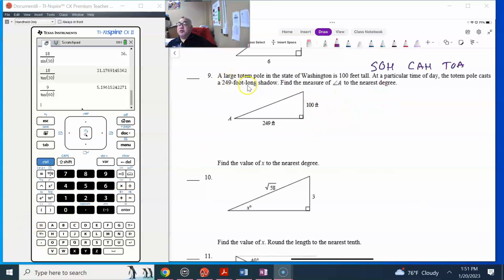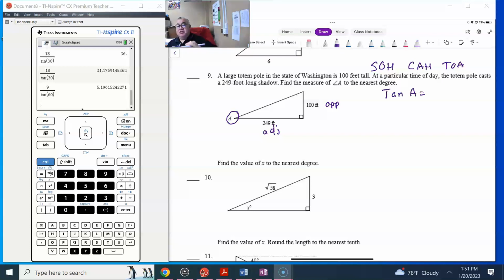A large totem pole in the state of Washington is 100 feet tall. At a particular time of day, the totem pole casts a 249-foot-long shadow. Find angle A. So here's angle A, and opposite of angle A is 100 feet, and adjacent to angle A is 249. Which of these three will use opposite and adjacent? In this case, it's going to be tangent of A.